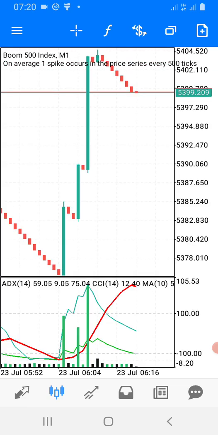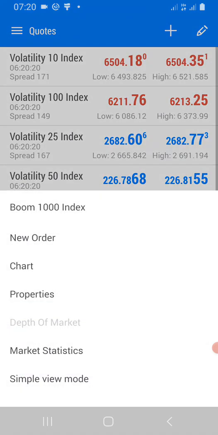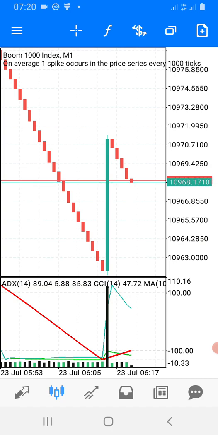You can see that Boom 1000 that I traded. Look, it was on a loss of about $4.5, but because I knew it was going to spike, I was very sure, I waited and it spiked. How did I know it was going to spike?